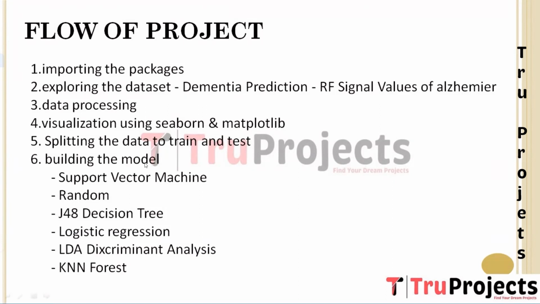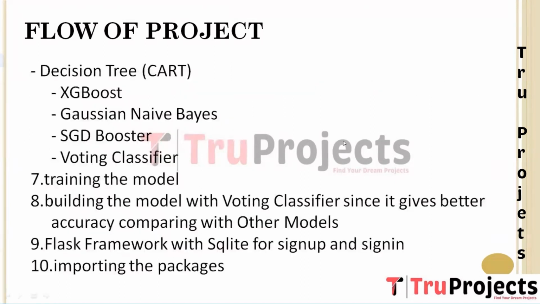Next, here we have building the model. This step involves creating and training machine learning models using various algorithms. Some algorithms mentioned include support vector machine, random forest, J48 decision tree, logistic regression. Next, here we have LDA, which stands for linear discriminant analysis, KNN, forest, decision tree, XGBoost, Gaussian Naive Bayes, SGD booster, and voting classifier.